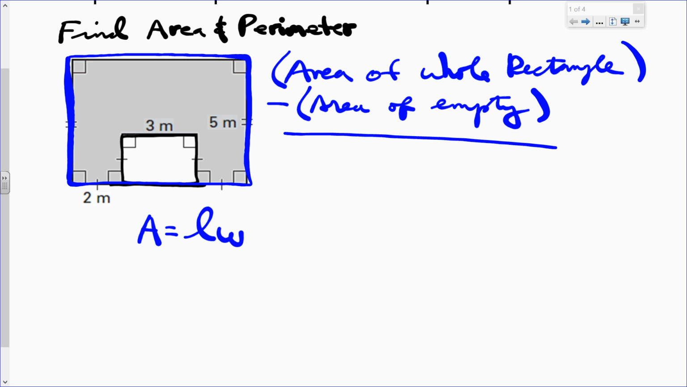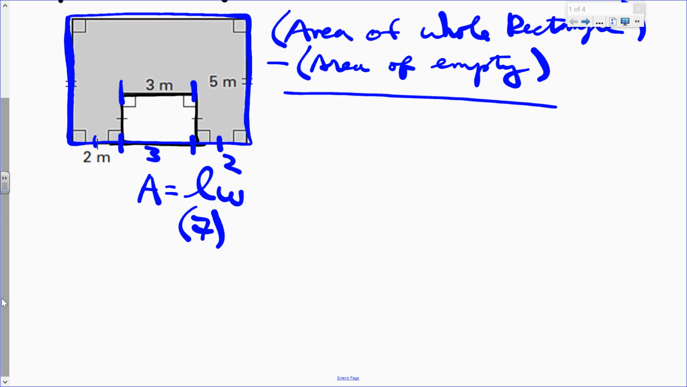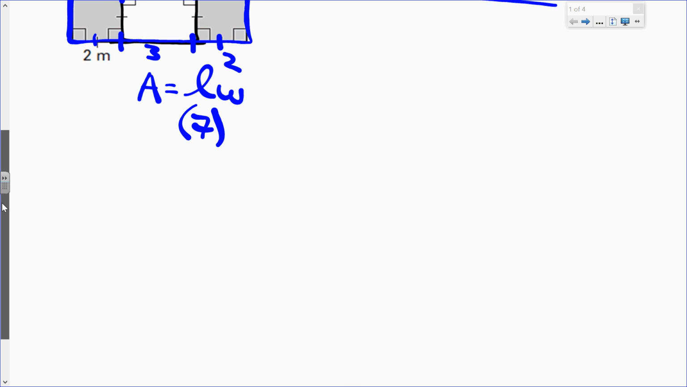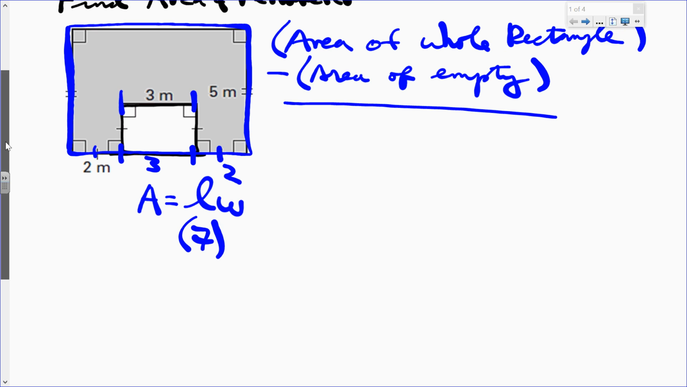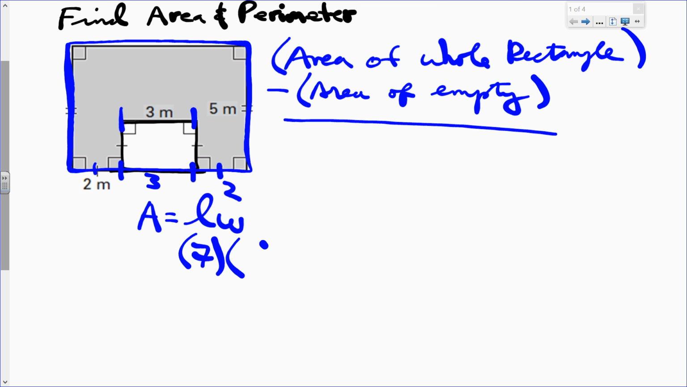So the length would be from here to here. Well, let's see. From here to here is 2. From here to here, Chim, what'd you get from here to here? Yeah. It's the same as from here to here. So 2 plus 3 is 5, plus 2 more is 7. So our length is 7. Okay. And now let's find our width. So our length is 7, our width then is going to be from here to here, in this case 5.